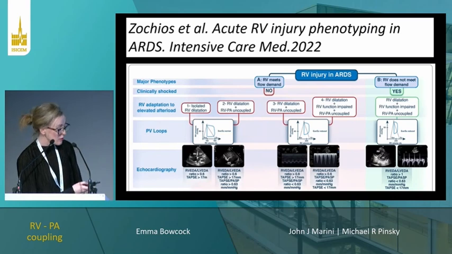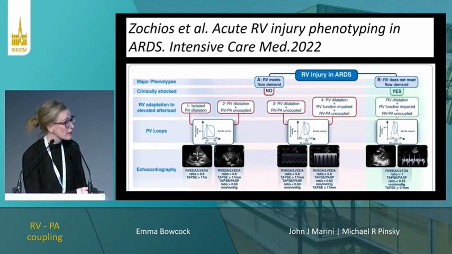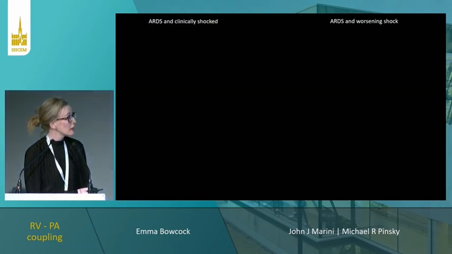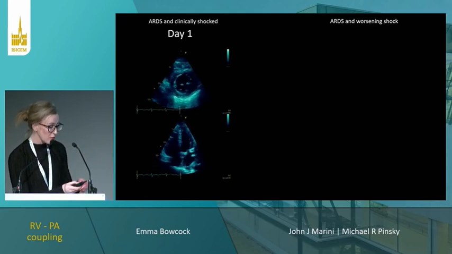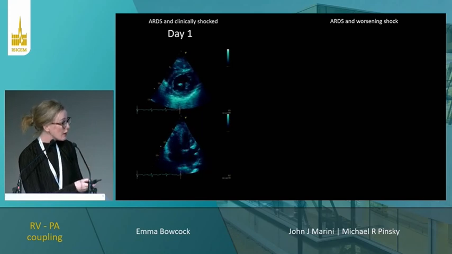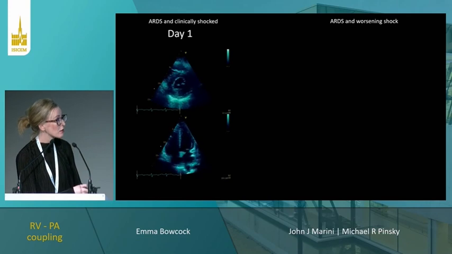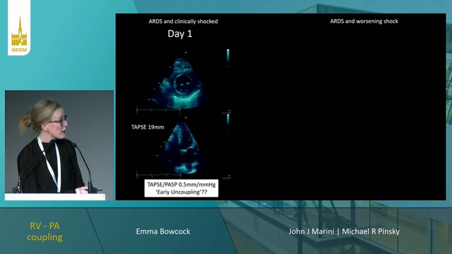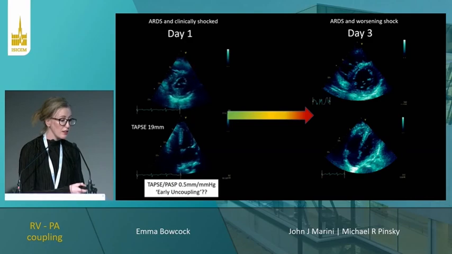Sokios et al. outlined a nice way that we could phenotype RV injury better at the bedside, and you can see that they now included these coupling metrics, and this TAPSE ratio from the D'Alto study was included at 0.63. So the clinical application of this could be, this is a patient with ARDS who is clinically shocked at day 1 and has paradoxical septum motion and RV dilatation, so signs of acute cor pulmonale. But the TAPSE in this patient is preserved, in fact a little higher, but the ratio is quite low, at 0.5. So does this represent early uncoupling?